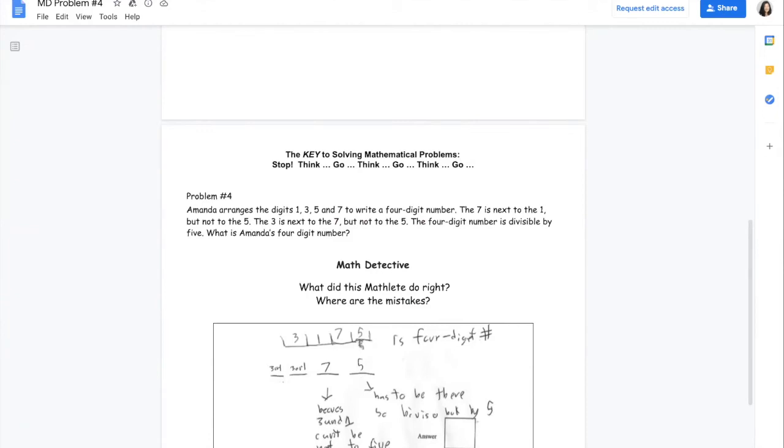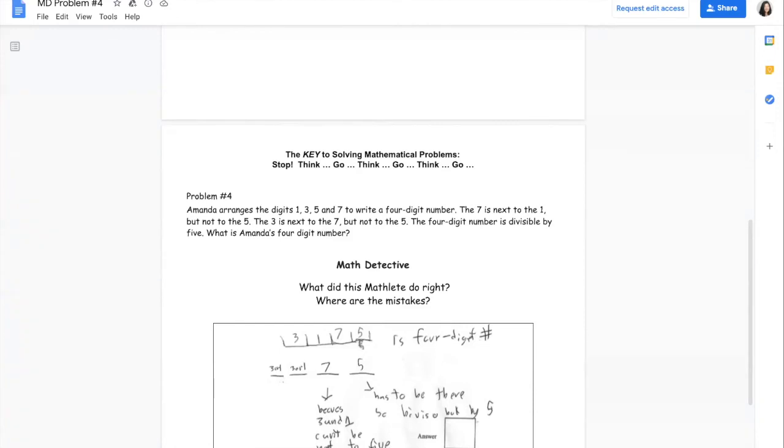I realized that it said that 7 can't be next to the 5, and the mathlete put it next to the 5. Wow, look at that. Good observation. Julia, do you have another student who wants to jump in here? How about Nikhil?